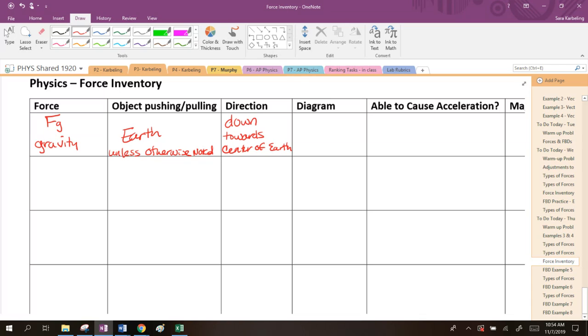I added this little diagram here just to remind you what it should look like on a free body diagram. So I'm going to put my little object and a vector, an arrow pointing down. This is the force of the earth on that object, whatever that object is. And then a quick question for you. Is the force of gravity able to cause acceleration? Yeah, we've been talking about that acceleration for a while, haven't we? Give me an example of that acceleration. Dropping an object, yeah.